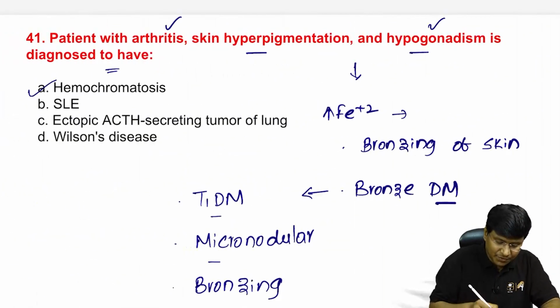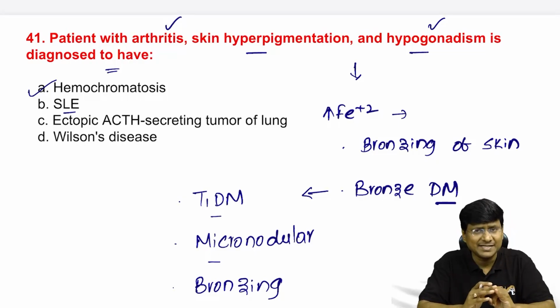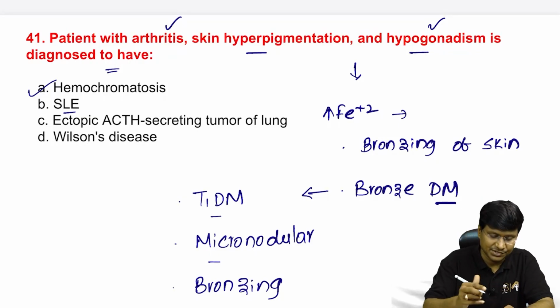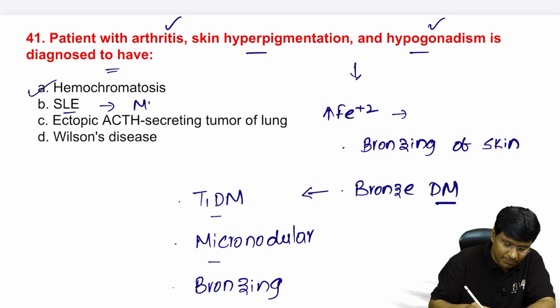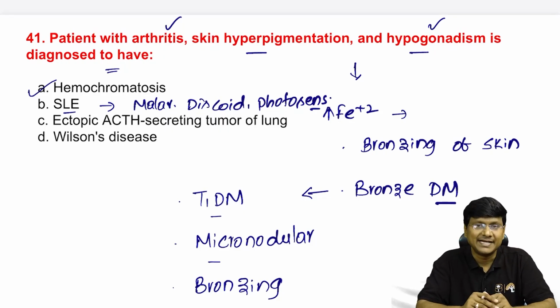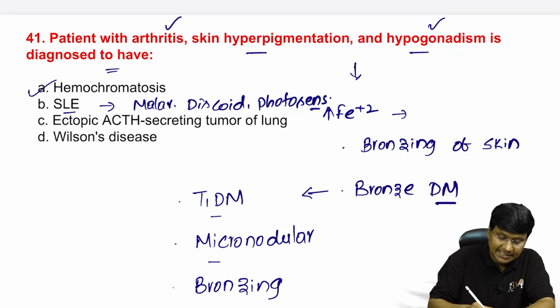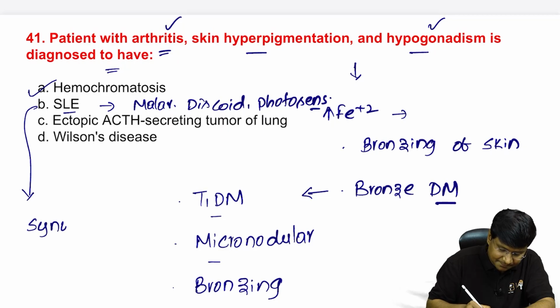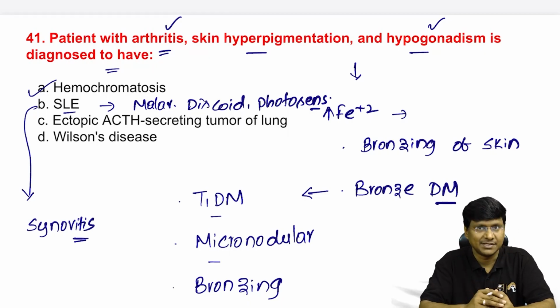Next, you take SLE. In patients with SLE, you will have skin manifestations in the form of the malar rash as well as the discoid rash. These patients will also have photosensitivity. And in patients with SLE, please remember, the joint manifestations will be in the form of synovitis.